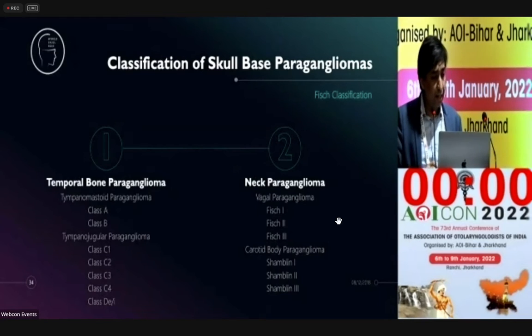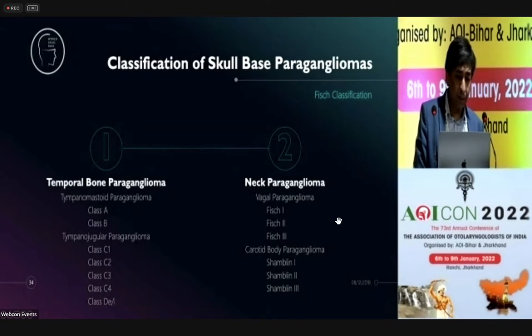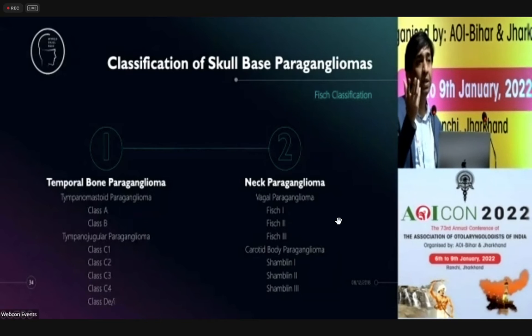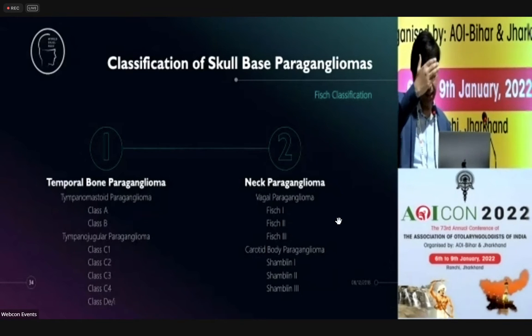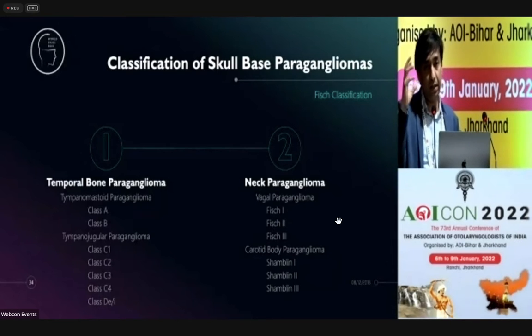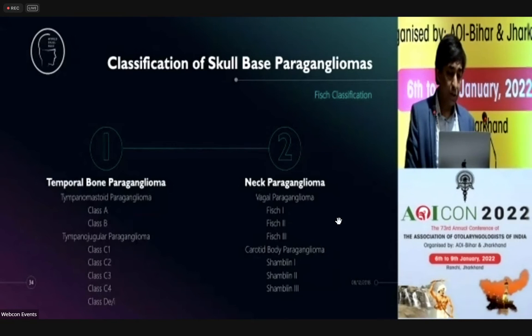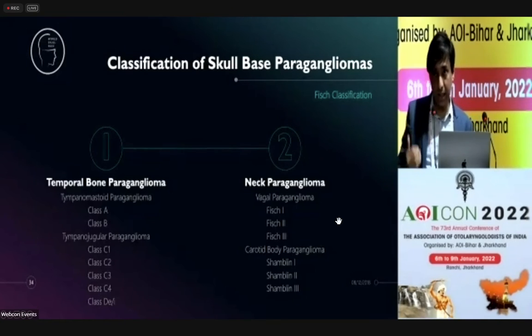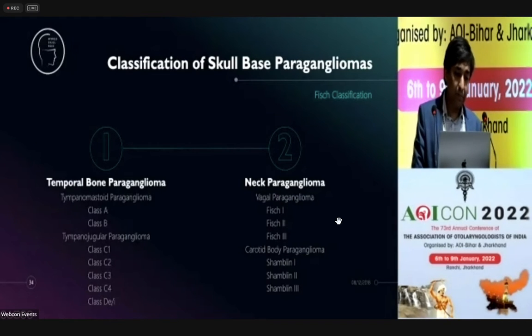So temporal bone paragangliomas again are divided into tympanomastoid and tympanojugular. In tympanojugular paragangliomas, we have the C to D classification. The C class kind of coincidentally describes the relation of the tumor to the carotid, and the D class describes the relationship vis-a-vis the dura. Now when there's a classification like this that goes from A to D in a chronological order, one tends to believe that class A and class B are progressions of the same disease.